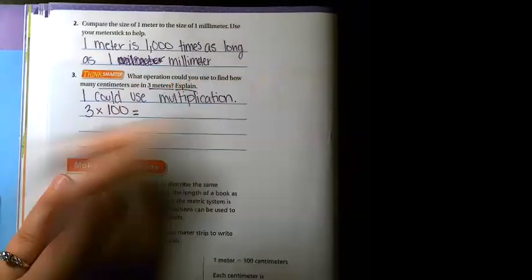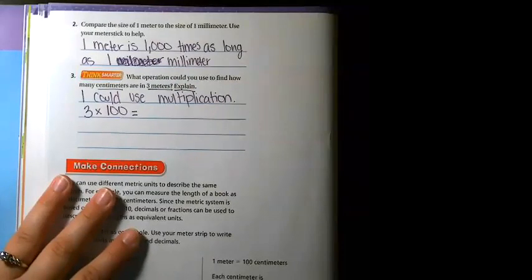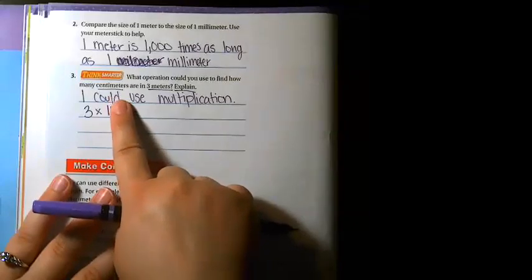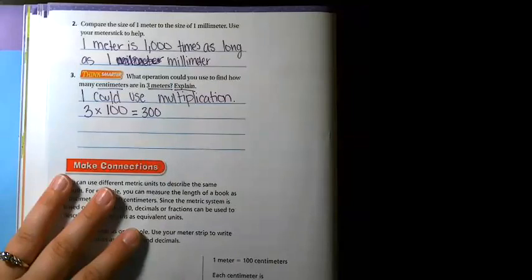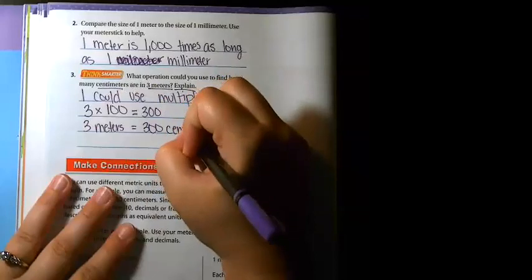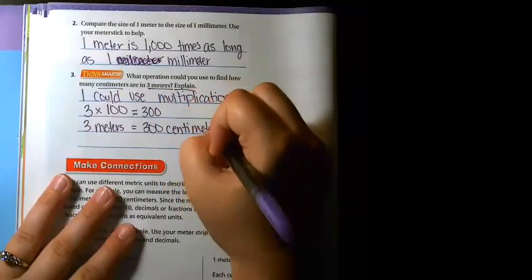Okay, so I have 3 meters. I want to multiply that by 100. What is 3 times 100? Okay, remember, we can cover up our zeros, do our simple math fact of 3 times 1, which is 3, and attach our zeros back on. Okay, so now I've done my math, so I would say that 3 meters equals 300 centimeters.